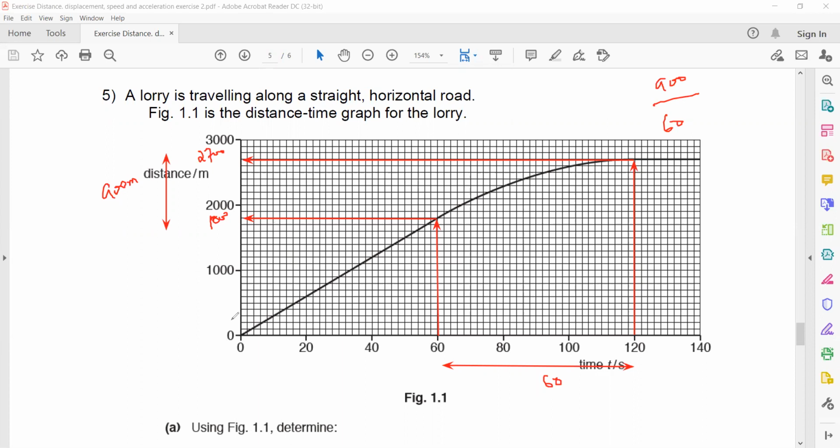Why is it 1800? As you can see, from 0 to 1000 there are 10 boxes, so each box is 100. So this is 1000, 1100, 1200, 1300, 1400, 1500, 1600, 1700 and 1800. Each box is 100, that's why this is 1800. So the final answer will be 900 divided by 60, which is equal to 15 meters per second.